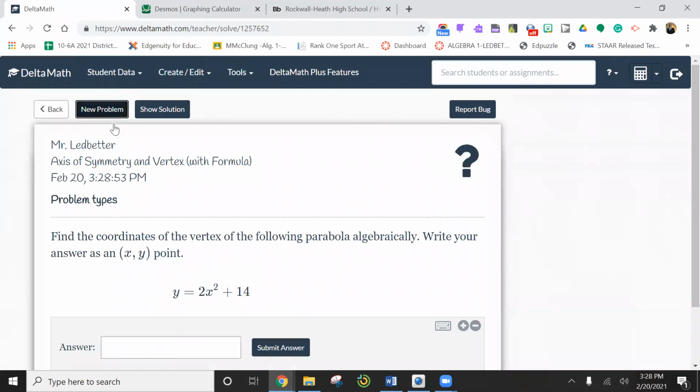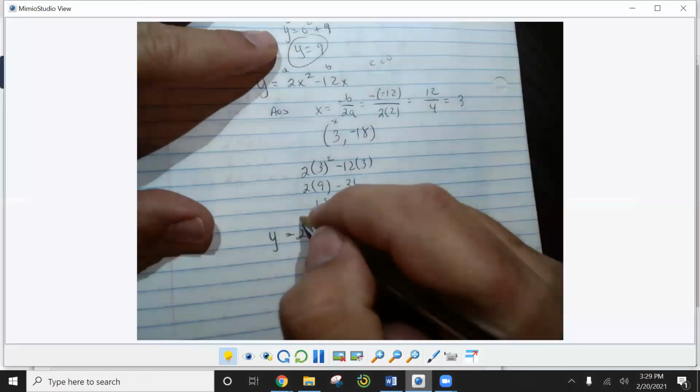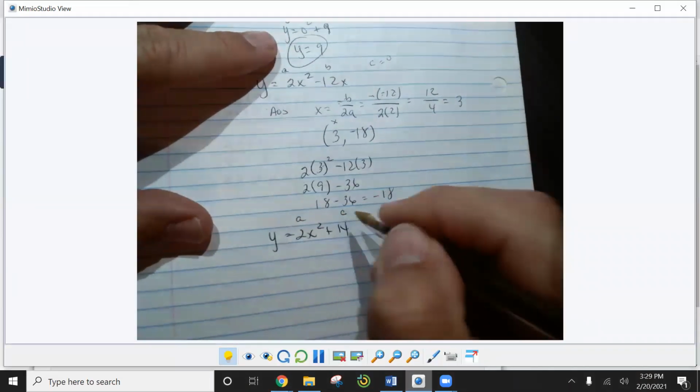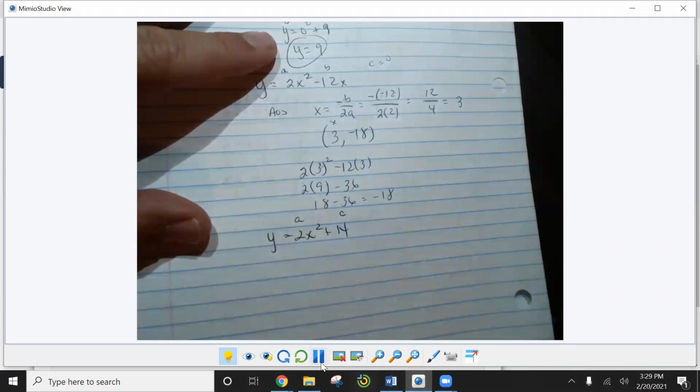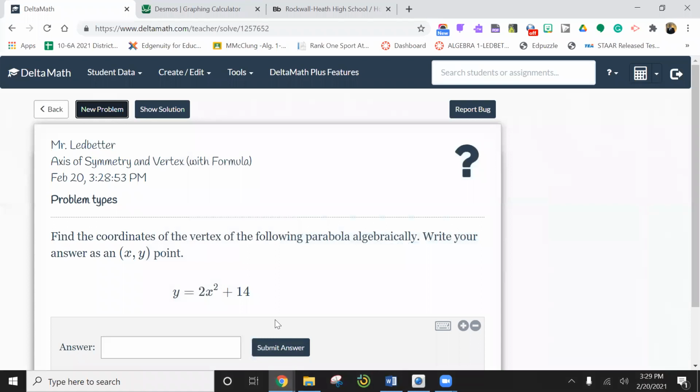All right, one more. Find the coordinates of the vertex. Okay, so here we are doing the vertex. So I'm going to write this down again. y equals 2x squared plus 14. And as you can see, my a value is here. My c value is here. Let me double check, make sure I didn't write anything wrong. Nope, there's no x here, so that's my c value.